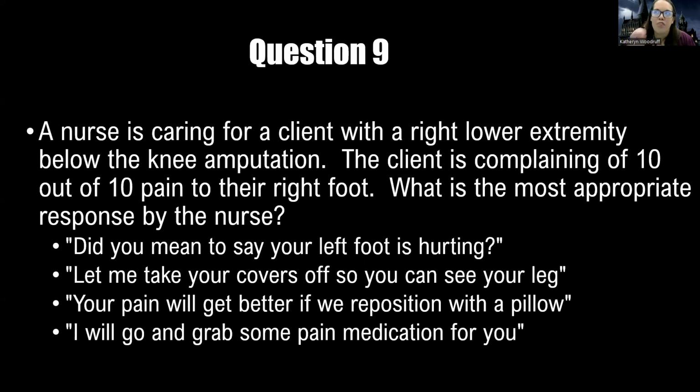But it's also a therapeutic communication question, which I know everyone hates psych. Some people like it. I'm not judging psych, but most students hate these kinds of questions because they're like, what am I going to say here? So they've had an amputation. They have 10 out of 10 pain. So what's the most appropriate response? If I read this question, I know about amputations, I would know that one thing I need to know is that they can have phantom limb pain.